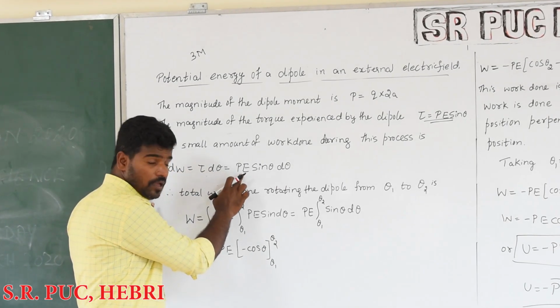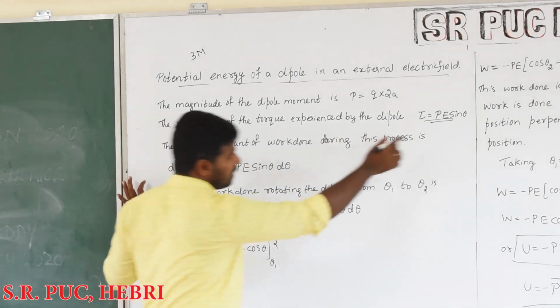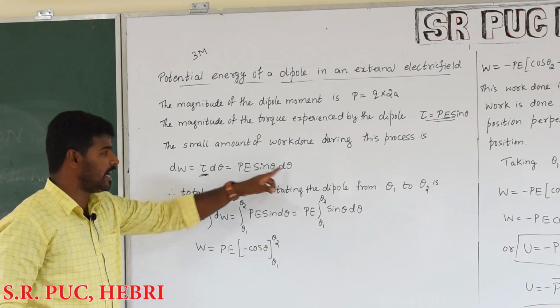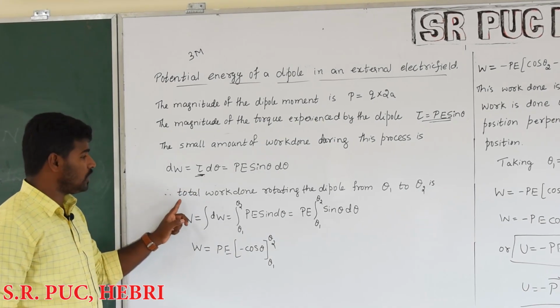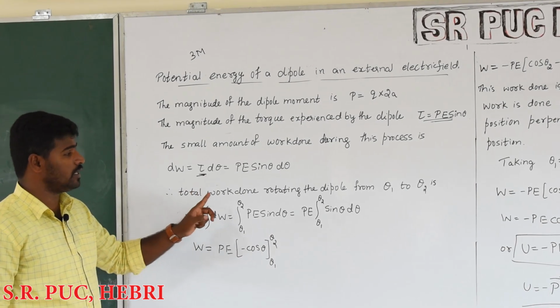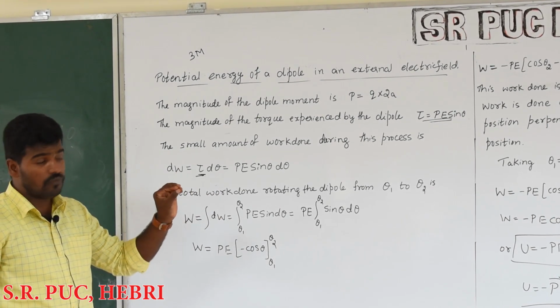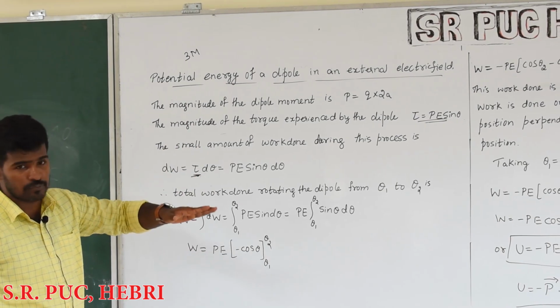That is equal to, what is the value of torque, which I already wrote here: torque is equal to pE sin theta, d theta as usual. Now, therefore, the total work done is from rotating the dipole from theta 1 to theta 2, which means when the dipole is brought back to the original position.